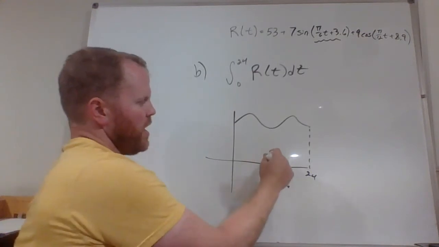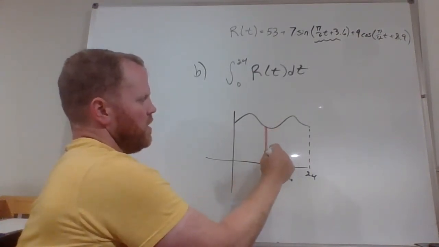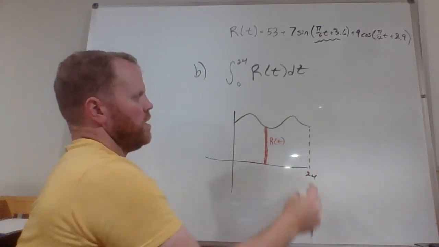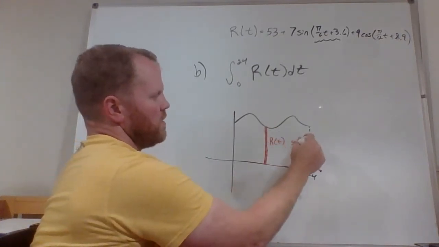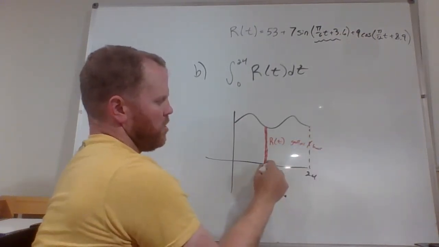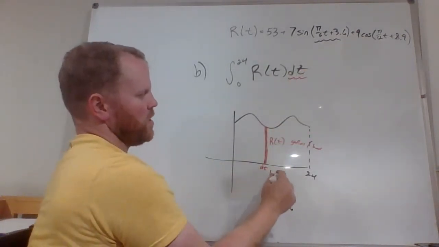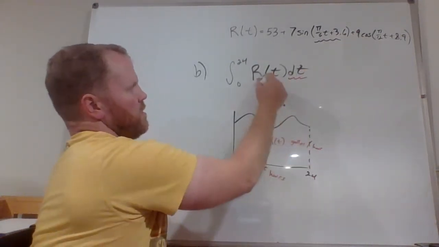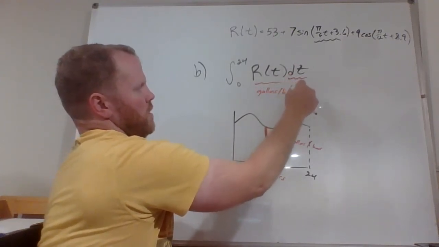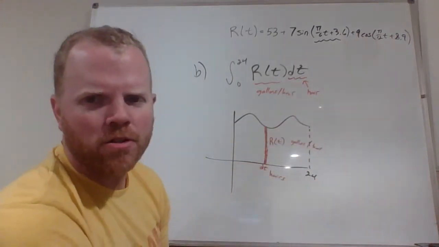Really, when you're integrating, you're finding infinitely skinny little rectangles. And the height of that rectangle is r of t, which is in gallons per hour. And then you're multiplying it by the little base, which is what this microscopic little dt is, which is in hours. So this is gallons per hour, and this guy's in hours. And when you multiply gallons per hour with hours, you get back gallons.